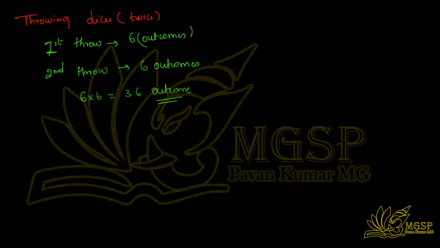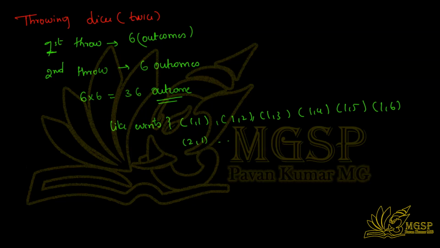Then you can write the likely events like 1 comma 1, 1 comma 2, 1 comma 3, 1 comma 4, 1 comma 5, 1 comma 6. Similarly 2 comma 1, and so on, up to 6 comma 1 to 6 comma 6. These are the possible outcomes.